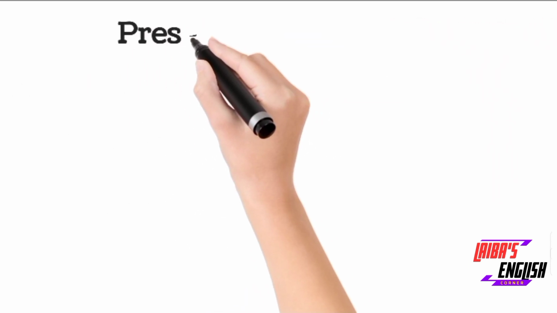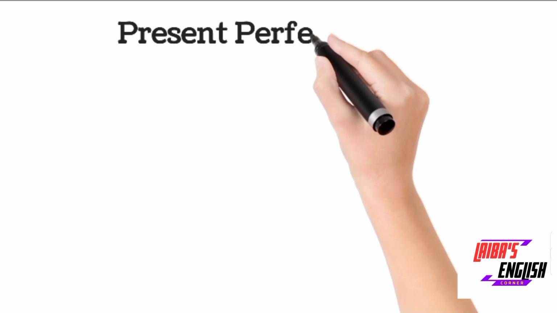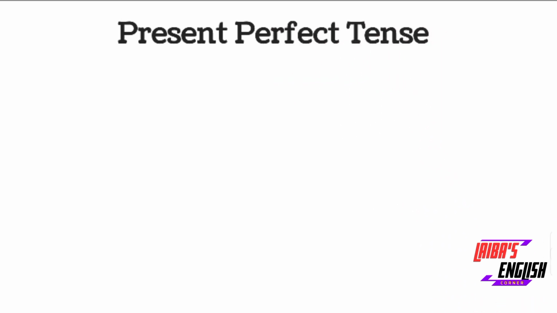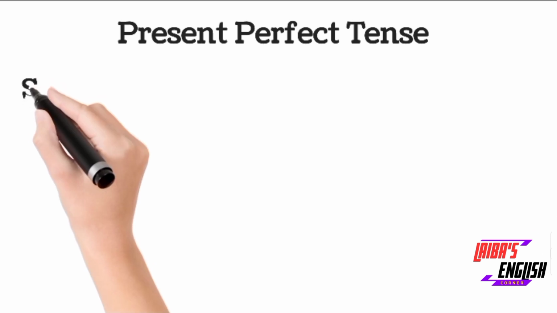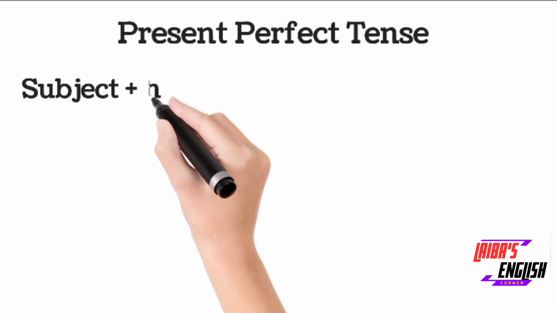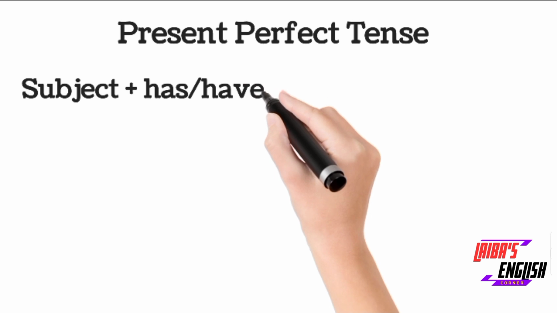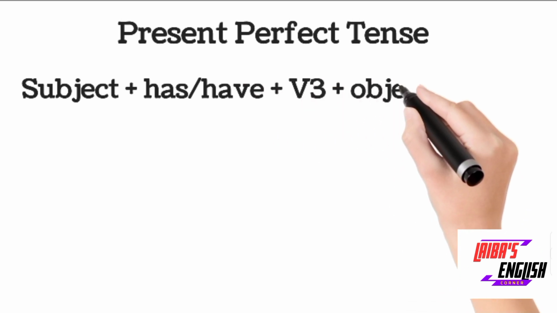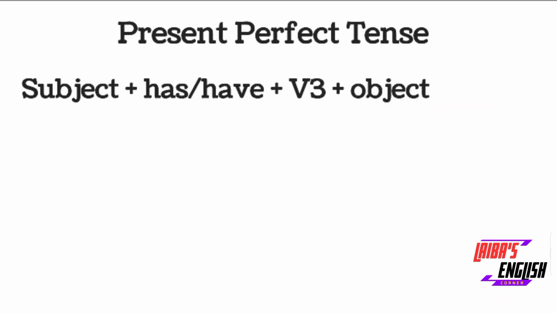Now we will start with our next type of present tense, which is present perfect tense. In present perfect tense, we are finished with our work. We will have a look at the structure first. First of all, we will have a subject, then we will have a helping verb of has and have. We will have third form of verb plus an object.